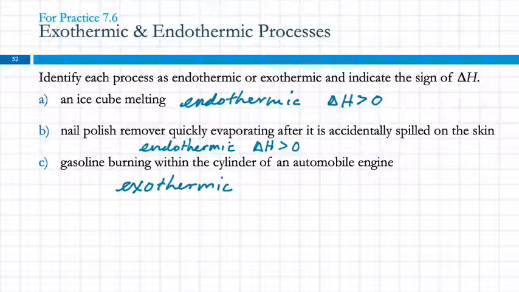So you could also answer this based on chemical knowledge, having no idea what's going on with an automobile engine. Something burning, that's a combustion reaction. Combustion reactions are always exothermic. So anytime something's burning, or you see combustion, or you've got this thing reacting with oxygen, it's going to be exothermic. So then what's the sign on delta H? It's negative, less than 0, because the gasoline is losing heat.